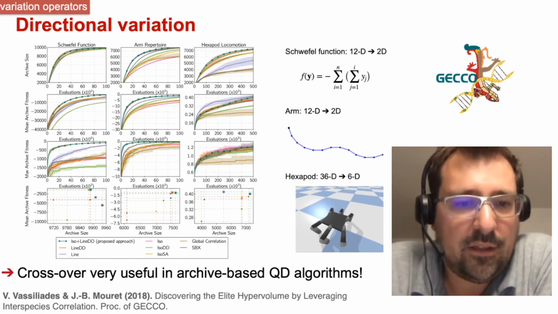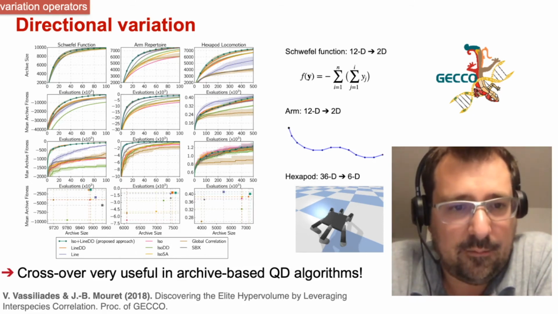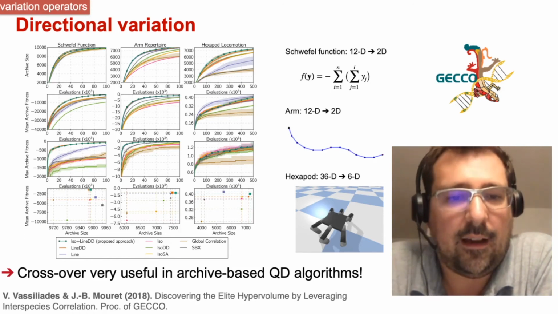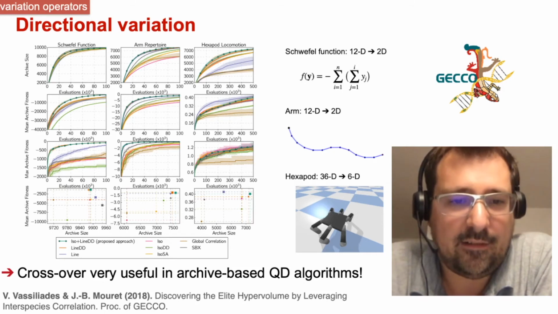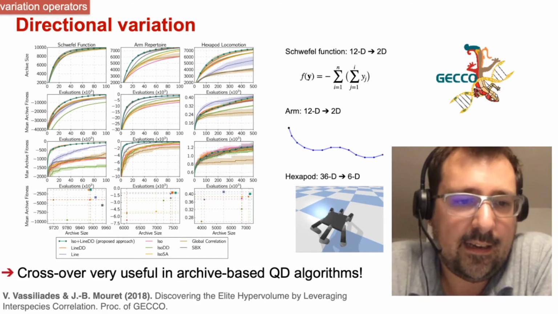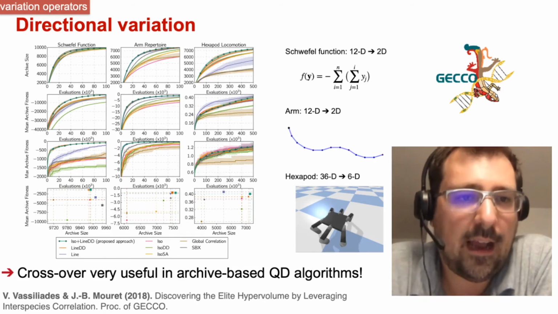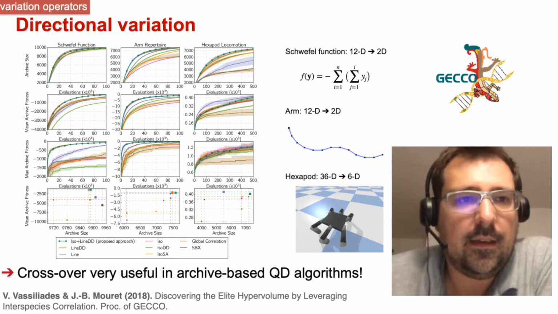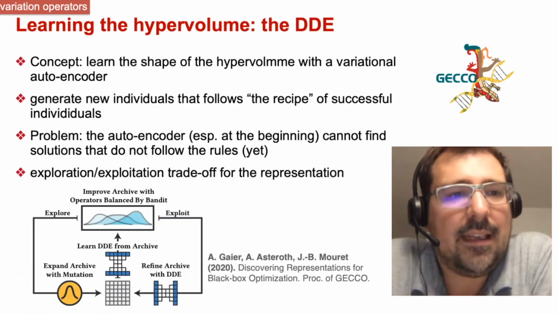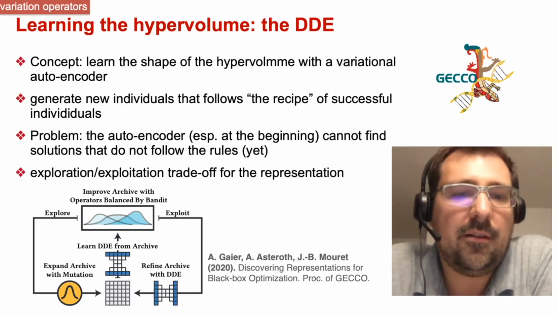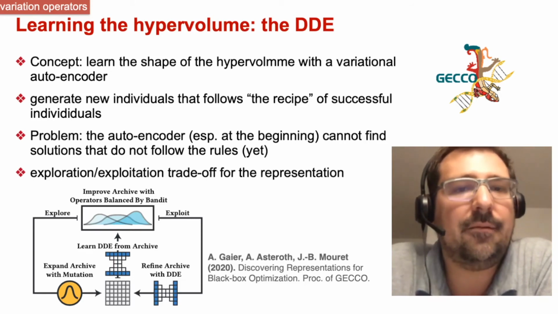In this example here, we tried SBX, which is a classic evolutionary crossover for float numbers, and this directional variation, and both of them are really, really helping MAP-Elites to converge. So for the next step, we said, okay, if we have this weird shape, maybe we can model it, so that means that we can sample directly in that specific elite hypervolume.